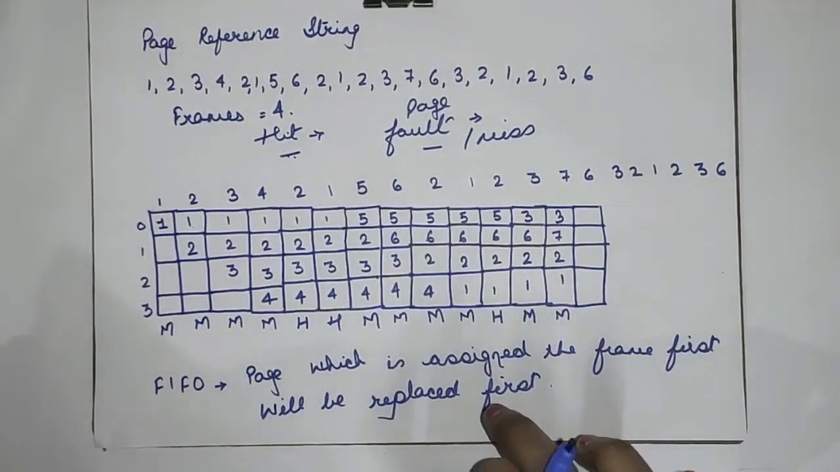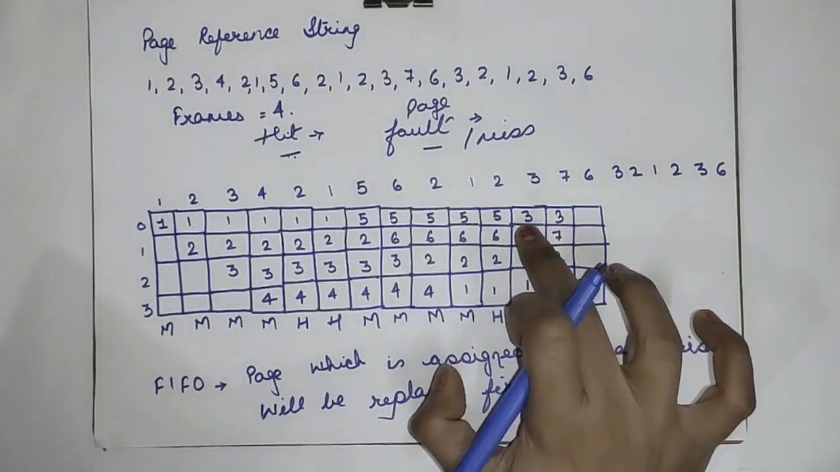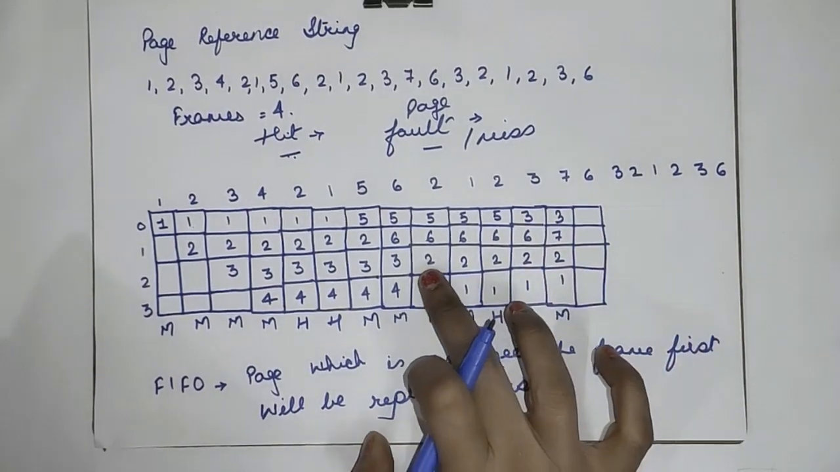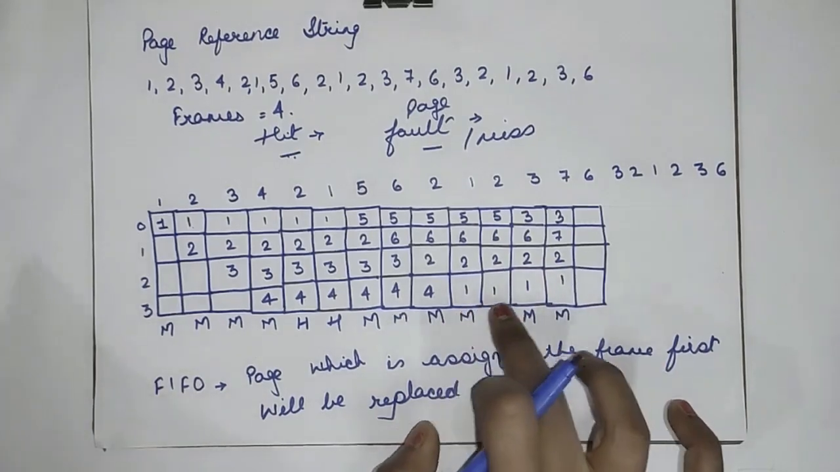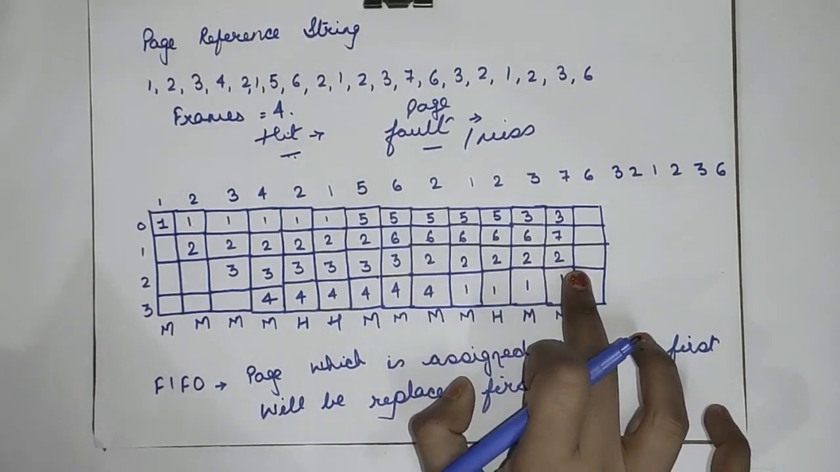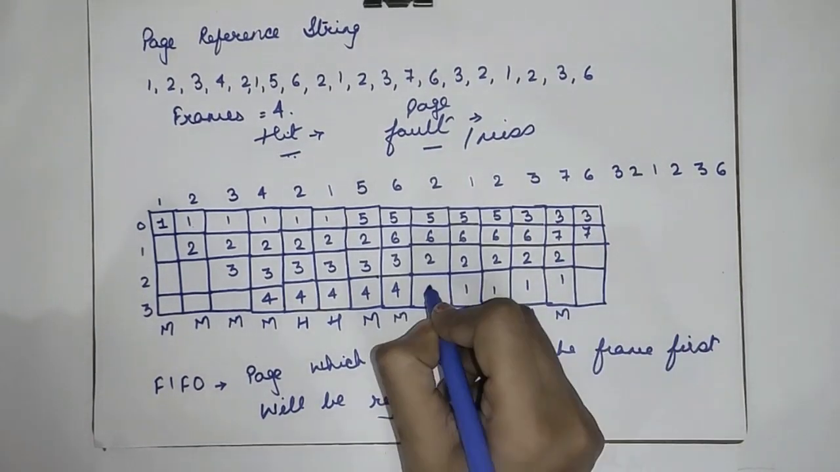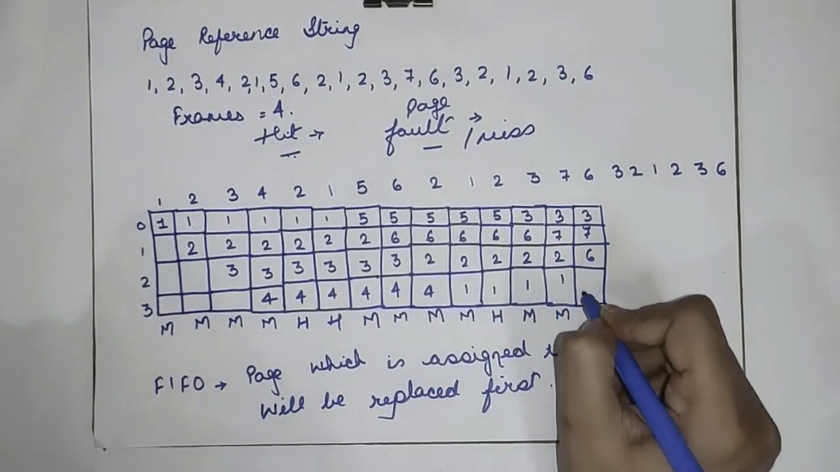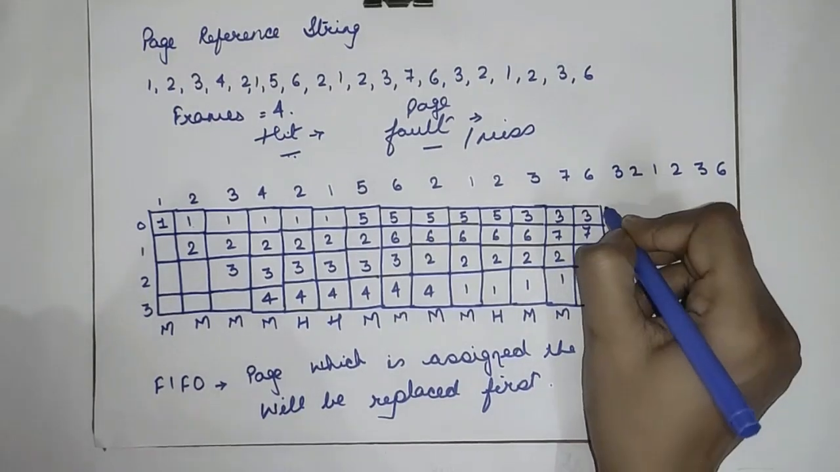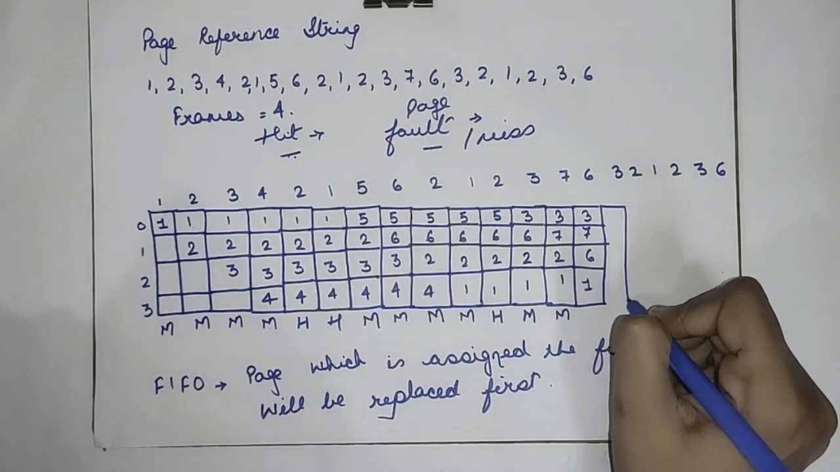So let's check which is the oldest page. 3 has been here for 2 times, 7 for 1, 2 for 1, 2, 3, 4, 5 times, 1 for 1, 2, 3, 4 times. So the oldest page over here is 2. So 3, 7 will remain intact and in place of 2 we are going to insert 6 and 1 will remain intact.